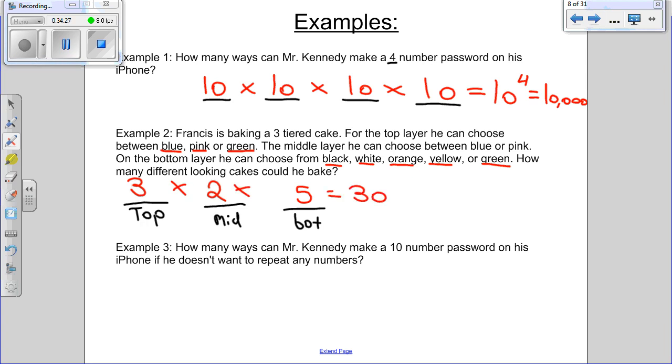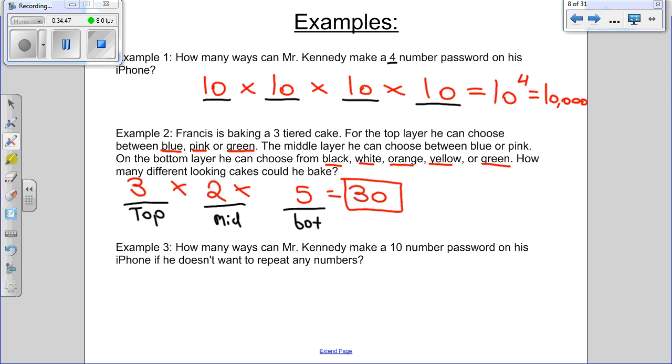Example 3. How many ways can Mr. Kennedy make a 10-number password on his iPhone if he doesn't want to repeat any numbers? That's going to be important. Doesn't want to repeat any numbers.